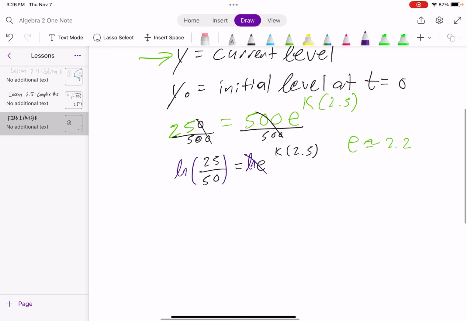And now ln and e, since their opposites were canceled, that's why I ln'd, natural log. And now we have k times 2.5 is equal to all this junk, which we can reduce. Really quick, 25 over 5 is 5. 50 over 5 is 10. Oh my gosh, it's 1/2, guys.